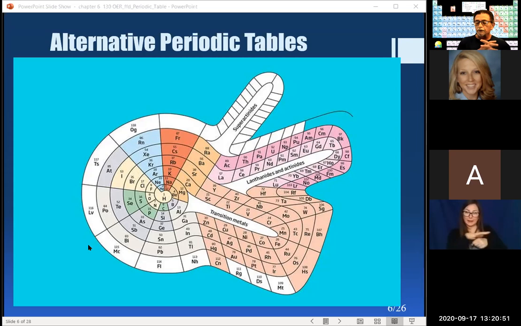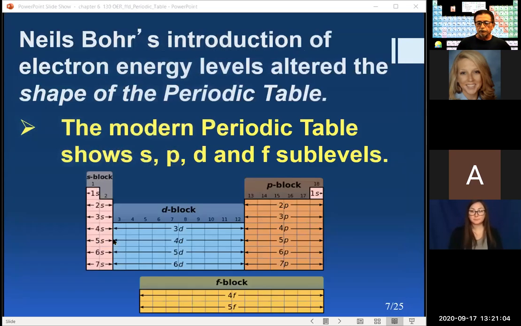It predicts where the new elements would exist. But again, this also has some pros and cons with it. So anyway, the argument continues. Eventually, they're going to settle on something, but we will continue using the periodic table as has been developed by Moseley.